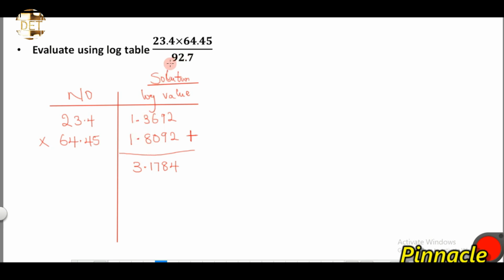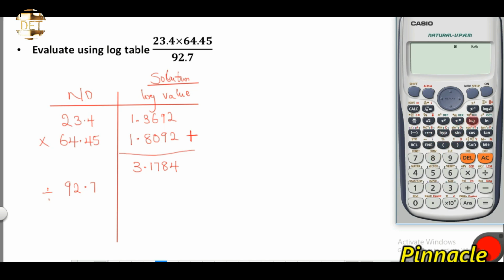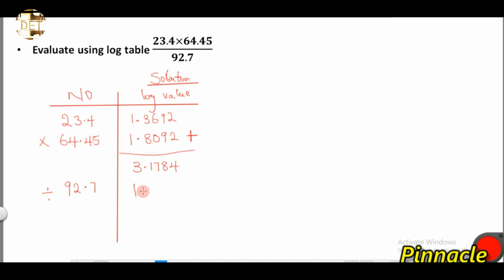Then the next thing that we have is divided by 92.7. So what's my log value of 92.7? Log 92.7 is equal to 1.9670. There is 7 here, so approximately 1.9671, right? In logarithm, division means what? Minus. So having done that, the next thing I would want to do is to subtract.